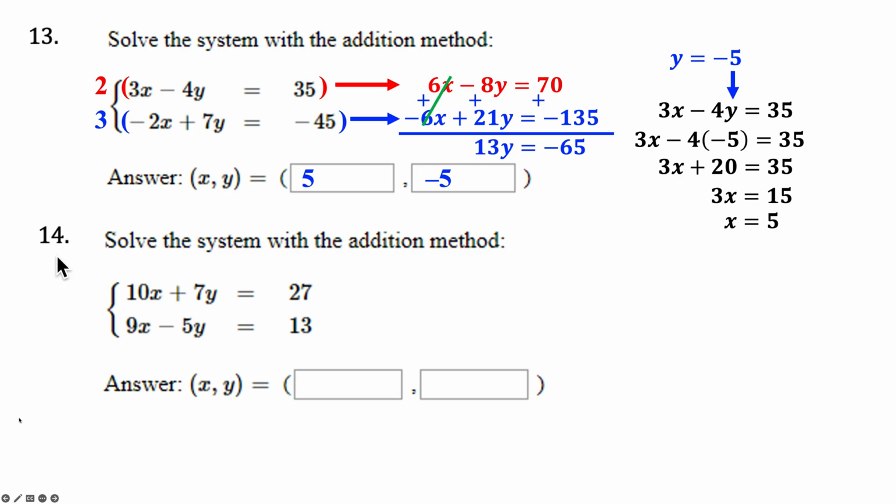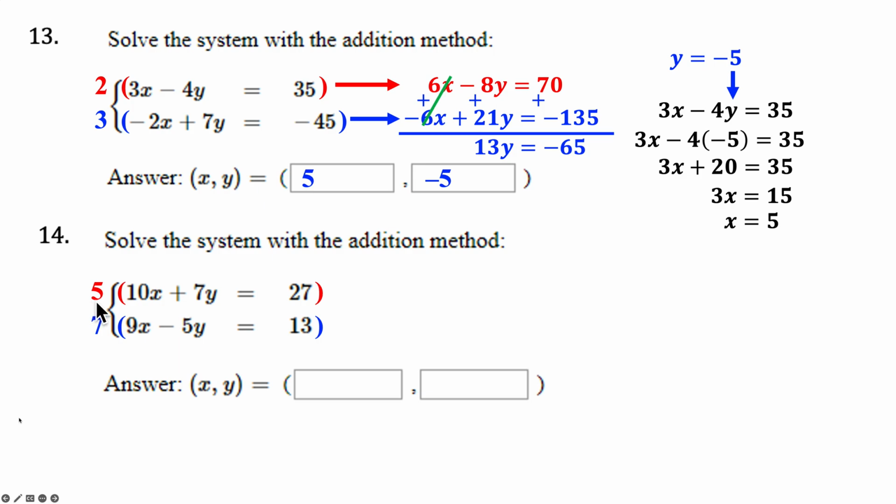All right, 14. 10x, 9x, both positive. Probably want to stay away from this because I'd have to multiply by a negative. 7y, minus 5y. Signs are opposite. Okay, let's multiply the first equation by the 5. Second equation gets multiplied by the 7. That will make these two opposite. So, okay, get your calculator.